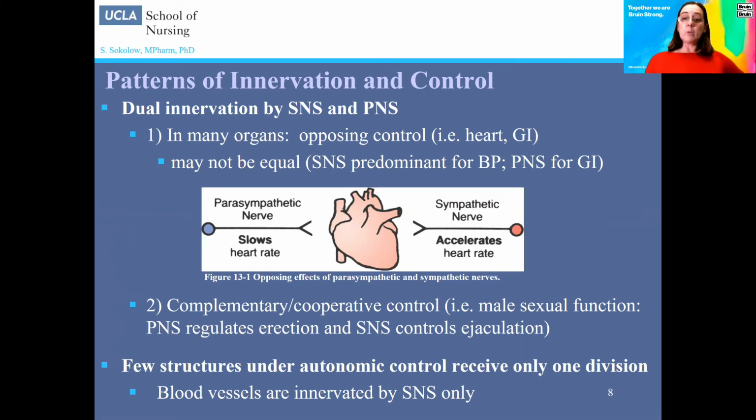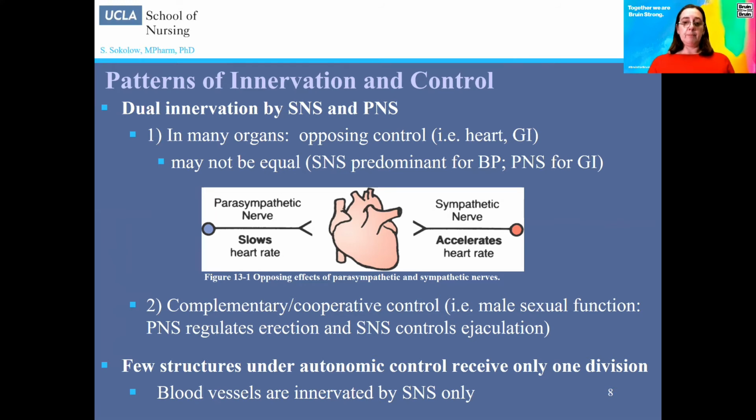They may not be equal. You may have one system that is predominant. So, for example, for the control of blood pressure, it is the sympathetic nervous system that is predominant, while for the GI tract, it's the parasympathetic nervous system that is predominant, because you remember it's called rest and digest. So both innervate the GI tract, but one is more prominent.